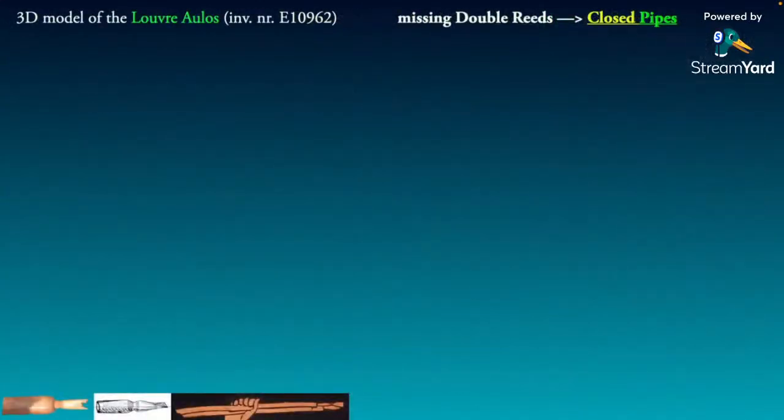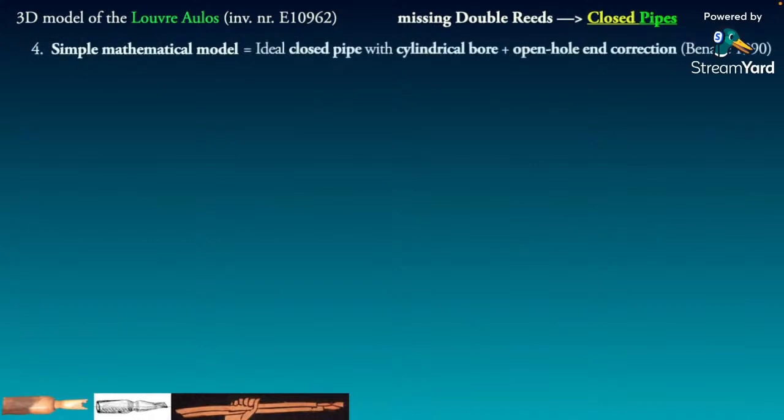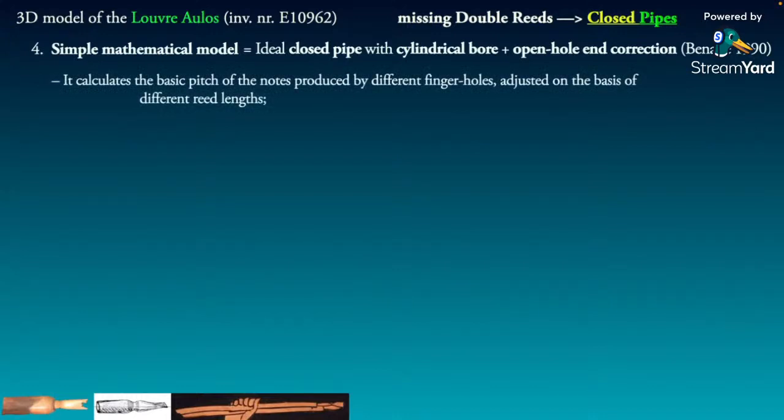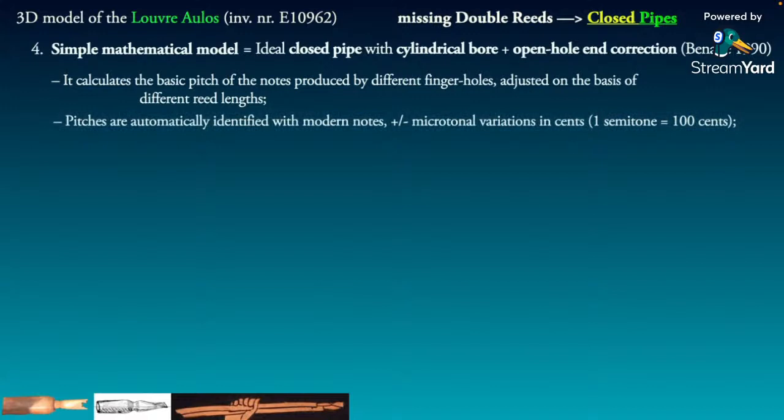Knowing that aulos were closed pipes makes it possible for us also to try and determine the scale they produced. So to this end, I've developed a simple mathematical model that calculates the basic pitches of the notes produced by different finger holes on the basis of variable reed lengths. Then the calculator automatically identifies these pitches with modern notes, adjusted by microtonal variations in cents if necessary.